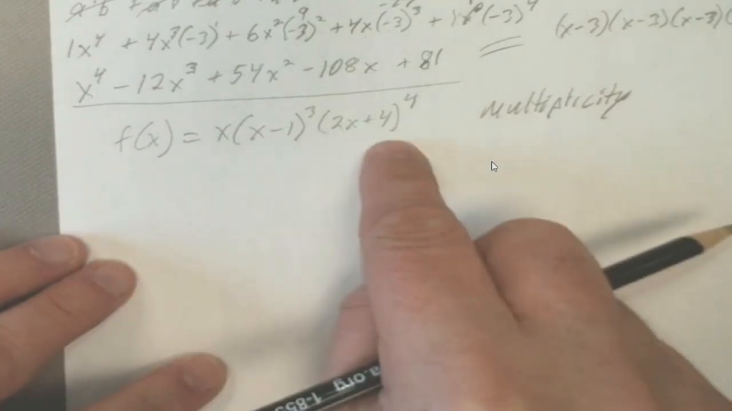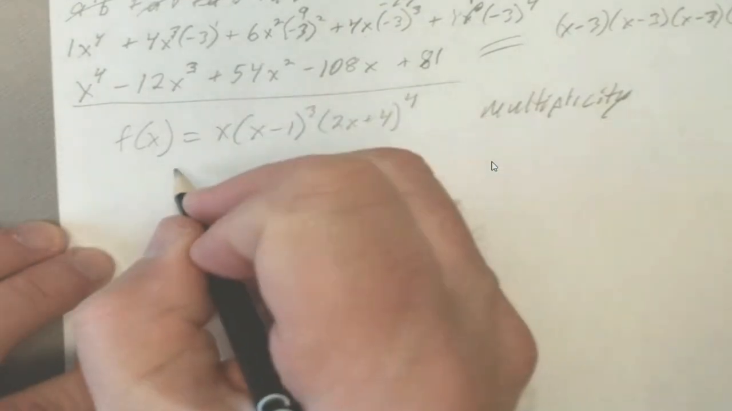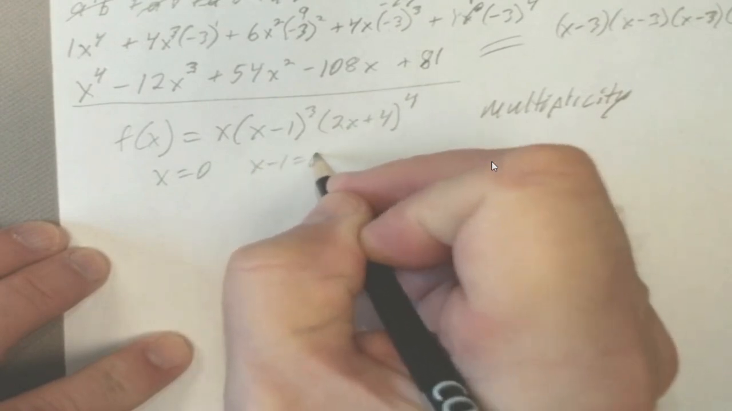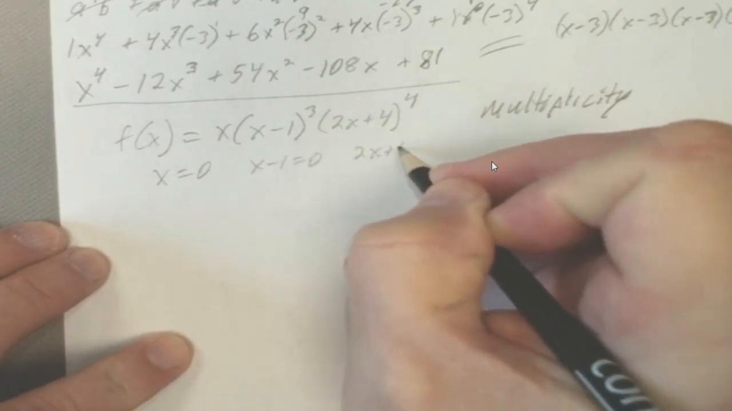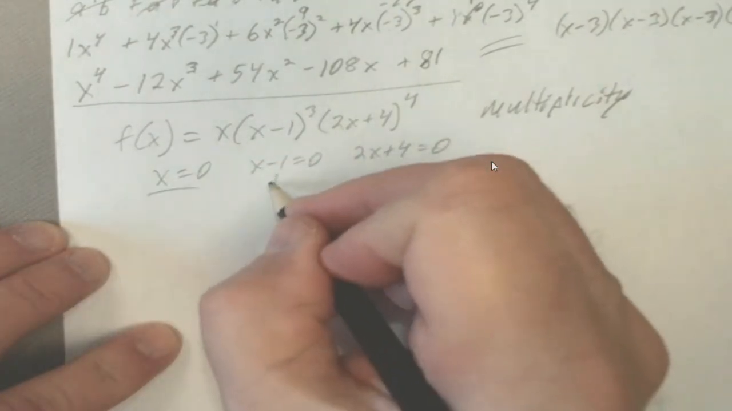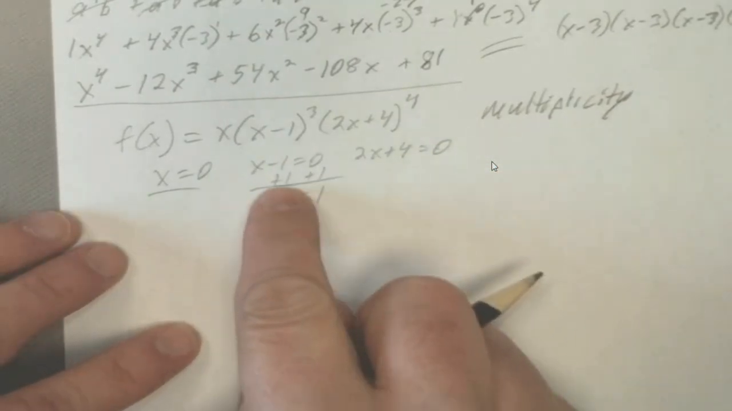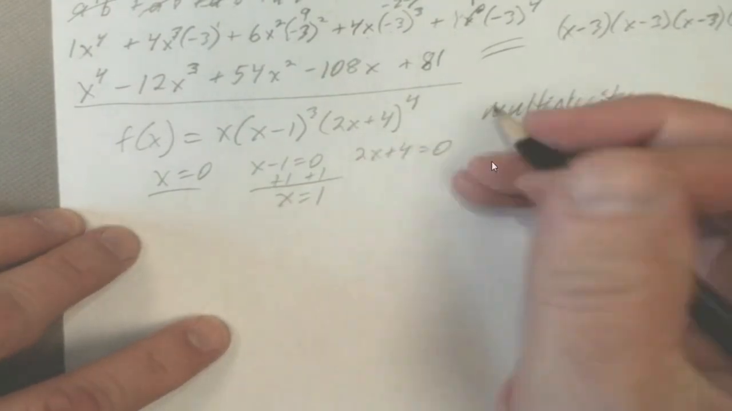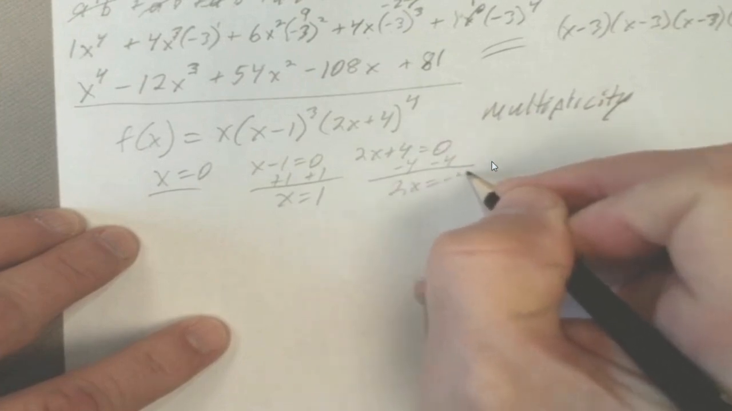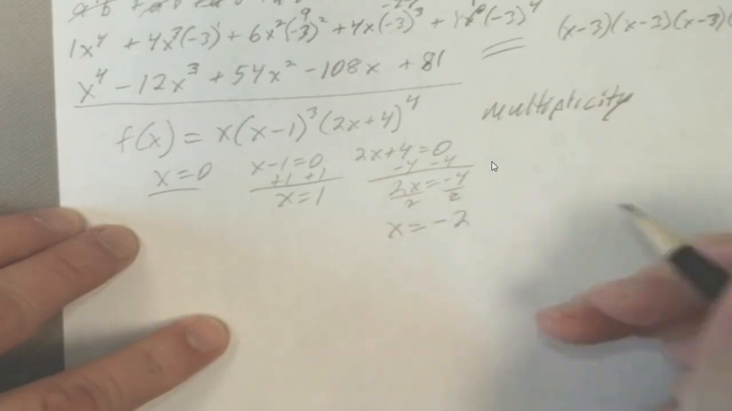But how do you know the zeros? Remember, if this is in factored form, which this is factored, you set them each equal to 0 to figure out what these zeros are. Of course, this one's already done. This, we just add 1 to both sides. So this is another 0, because x minus 1. And 2x plus 4, subtract 4 from both sides. 2x equals negative 4. X equals negative 2 is a 0.